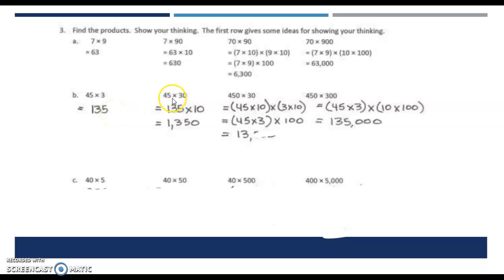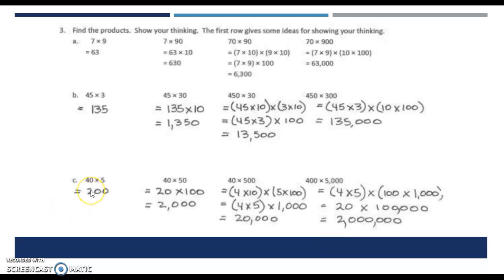So now we're going to try 45 times 30 is 135 times 10. So that is 1,350. 450 times 30. So they're decomposing now. 45 times 10 times 3 times 10. 45 times 3 times 100 is 13,500. 450 times 300 is 45 times 3 times 10 times 100. And it's 135 thousands.